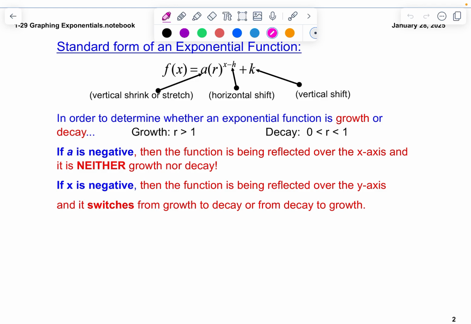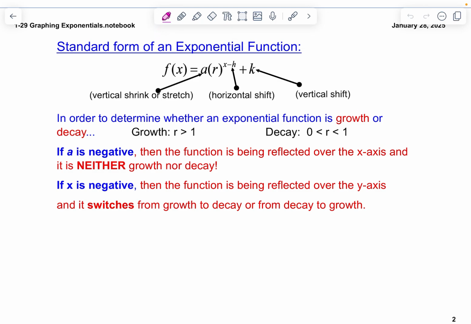In order to determine whether it's growth or decay without looking at the graph, you focus on the r, which is the base, which is what's being raised to the exponent. If it's greater than 1, then it's growth. If it's between 0 and 1, then it's decay. If a is negative, remember, that's when you have neither. It doesn't matter what r is. If a is negative, it means it's being reflected over the x-axis, and that means it's neither growth nor decay. If the exponent x is negative, which we haven't talked about, that means it's reflected over the y-axis, but it also switches it from growth to decay or from decay to growth.